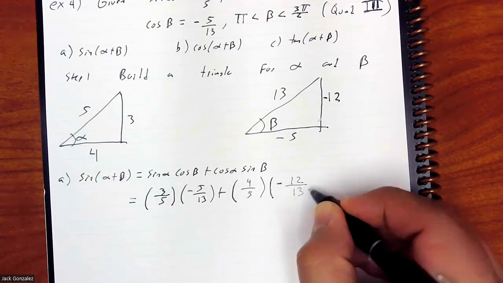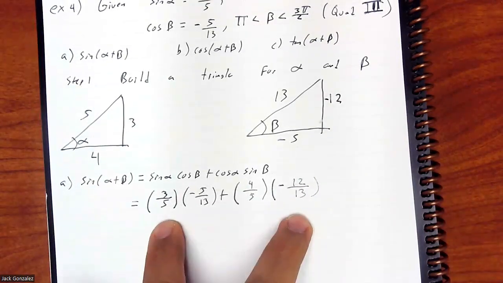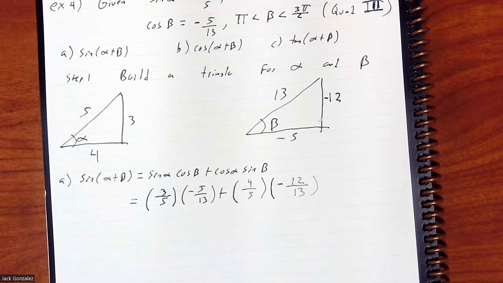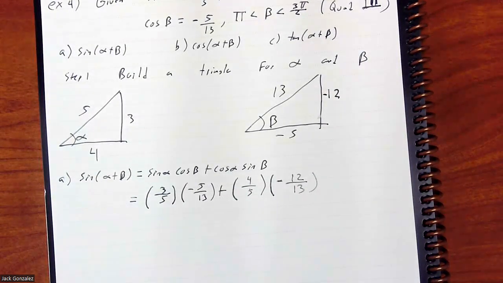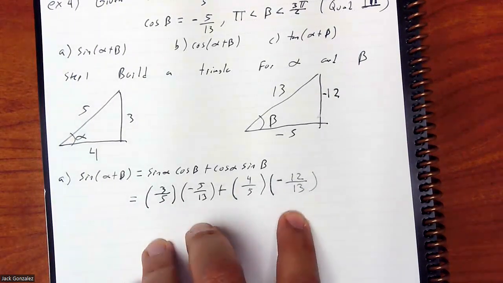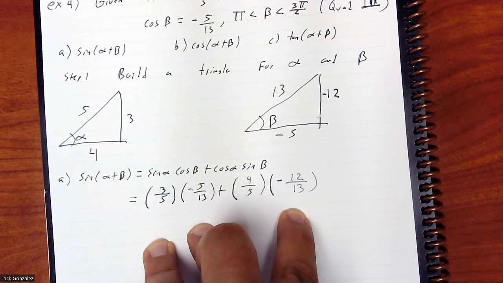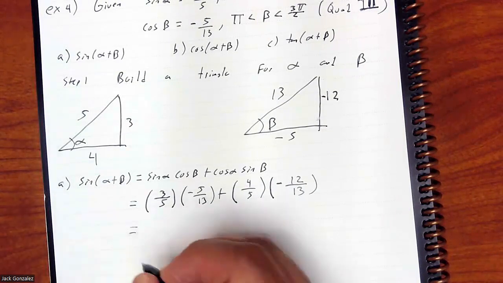-12 over 13. So do you see how instead of the formula we're using the triangles? If you like that better, feel free to use it. But does it make sense where these numbers came from? Is it okay? So at this point, you just add them together.